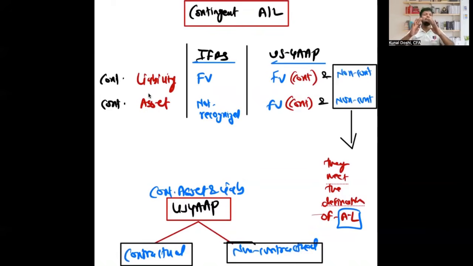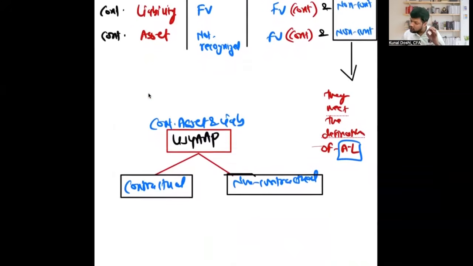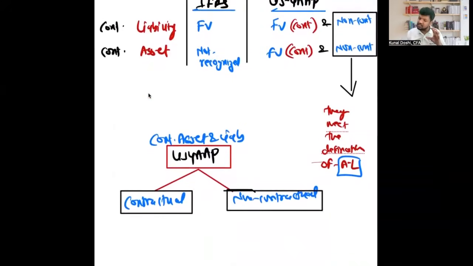US GAAP actually divides contingent assets and liabilities into contractual and non-contractual. Contractuals are recorded at fair value, but non-contractual are something that are more likely. Understood? They are recorded only if there is a possibility. Otherwise, they are not recorded. Okay. So they do not meet the definition.